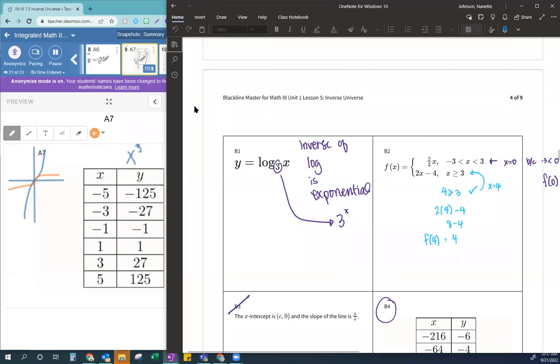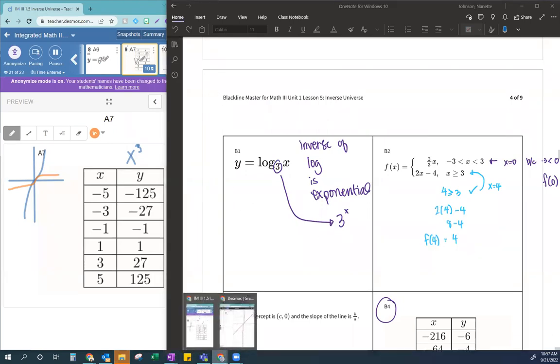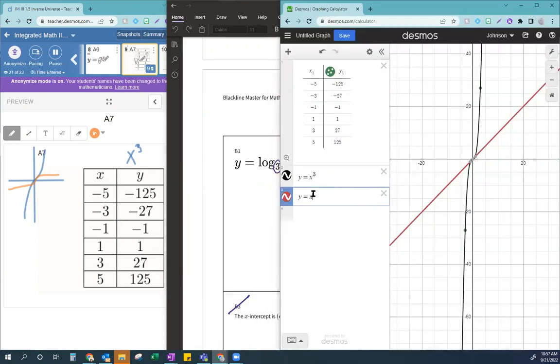Right, and then you could check too if you're like, Ms. Johnson, I don't know, maybe it is. So let's take this function really quick and graph it. I already graphed it, anyways, I'll just graph it. So I'm going to try plugging in this log base 3 of x to see if that works.